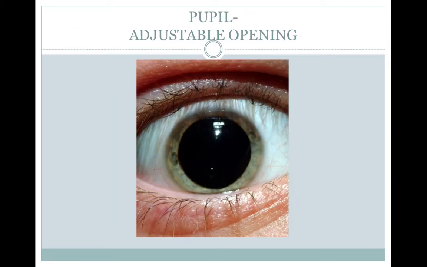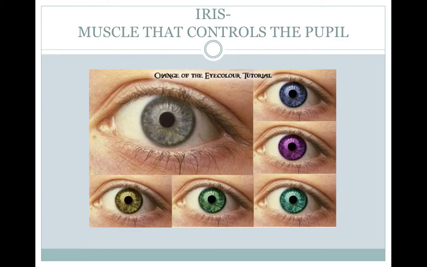The next is the adjustable opening. It's the black portion of the eye. The pupil is really under the control of the iris. The iris is the colored portion of your eye, and that muscle allows for the pupil to either dilate, which is what you see in the picture right here, or constrict, very small, depending on how much light is entering the eye. When it's really dark, we know our pupils dilate. When it's really bright, our pupils constrict.